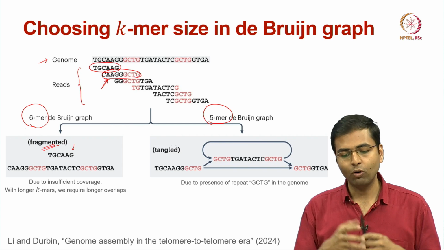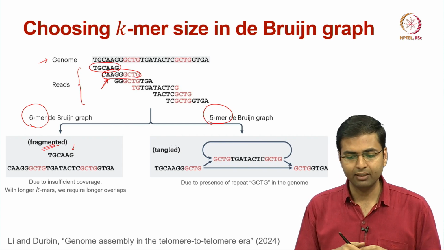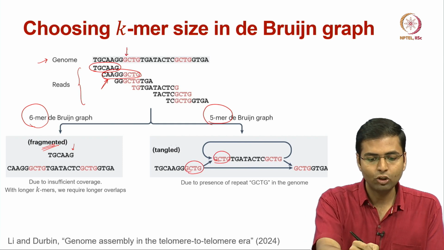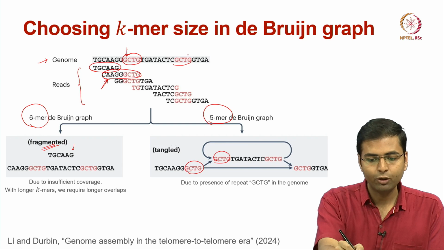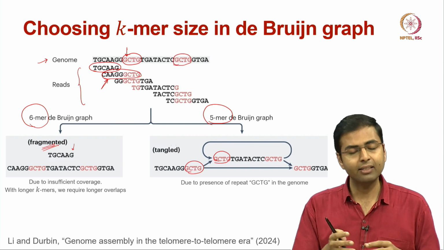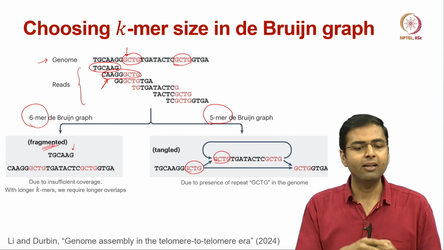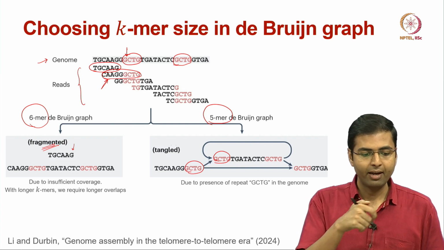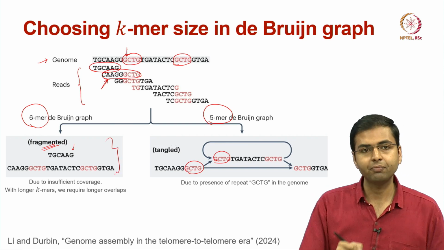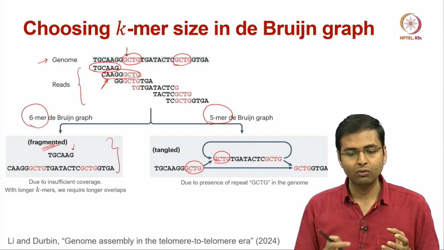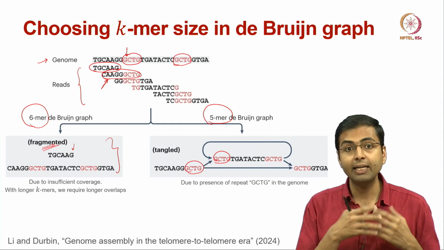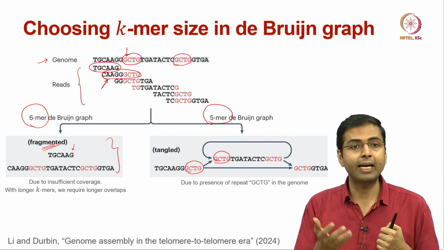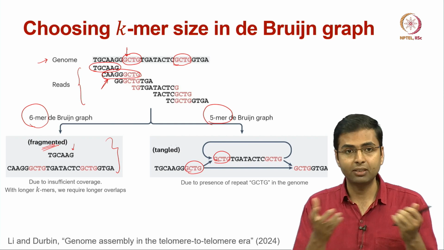So a natural question is, with a shorter k-mer size the graph is tangled, and observe that this graph is tangled because of the repeat in the genome sequence. There is a repeat in the genome sequence, GCTG, due to which, if you use a very short k-mer size, the graph will be tangled, and given the coverage we have over this genome sequence, at 6-mer the graph is fragmented. So the question is what k-mer value should we choose, because there is a clear trade-off here. With a shorter k-mer the graph becomes tangled, and if you make the k-mer size too big, then the graph becomes fragmented.